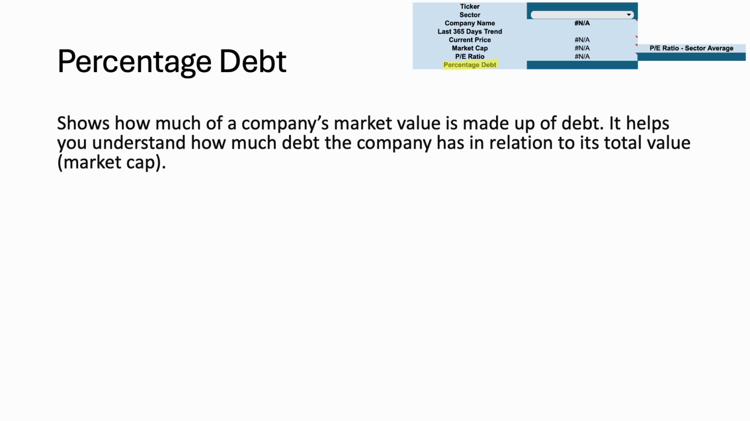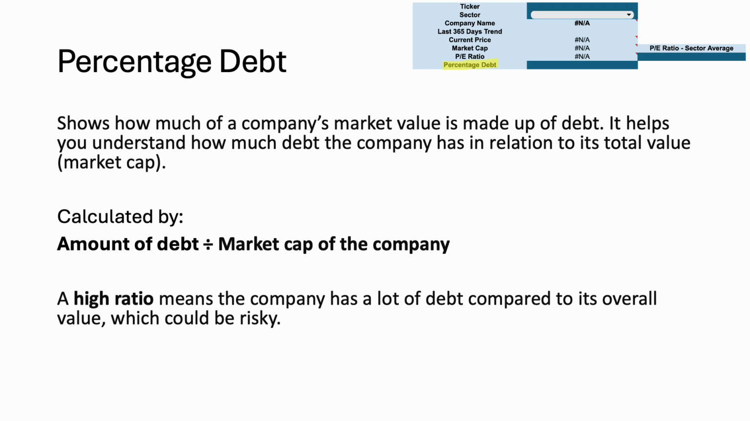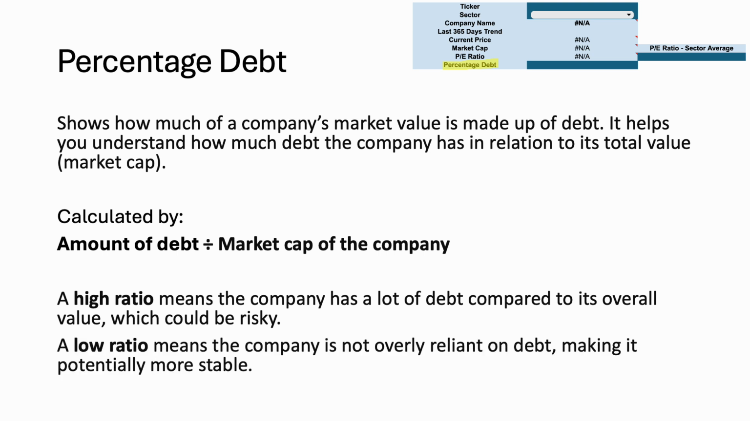The reason this is important is it shows you how much of the company's worth is made from debt. So if the company has a lot of debt, so a high ratio, that means it's going to be more risky because it's reliant on a lot of debt. So if the interest rates, for example, go high, then that company is in trouble because it's going to eat into their profits. And the opposite to that is a low ratio, so a low debt means that the company is not reliant on the debt, meaning that it's going to be more stable.